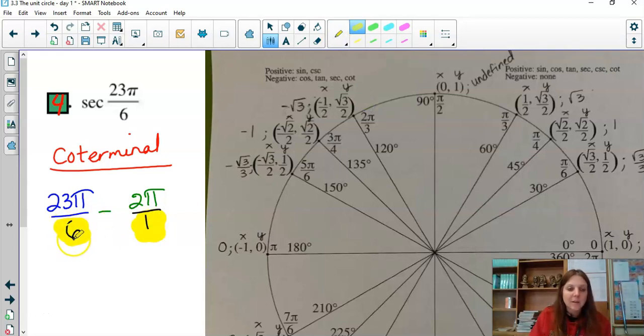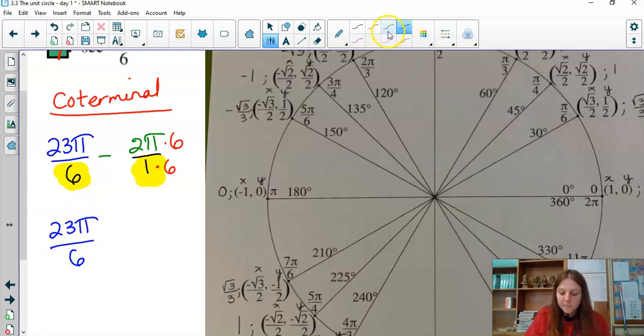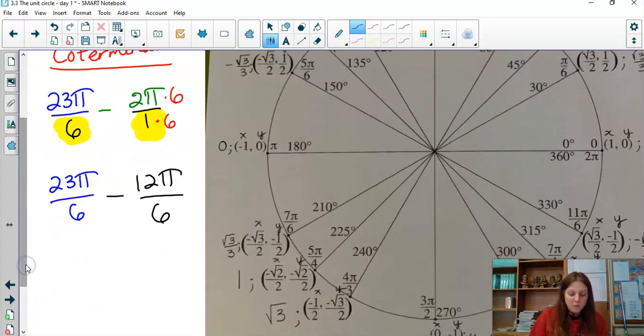So I want these two numbers at the bottom to be the same. Well, look at this one. It's a 6. So that means I'm going to change this side into a 6. And in order to do that, I'm going to multiply by 6. So just look at whatever you start with. That will be the number you can multiply by. So I'm going to multiply by 6, multiply by 6. I'm going to bring down this first fraction. So 23 pi over 6 is going to stay. And I'm going to multiply 2 pi times 6. 2 times 6 is 12 pi. And 1 times 6 is 6. Okay, I'm going to subtract 23 minus 12, and that equals 11 pi over 6.